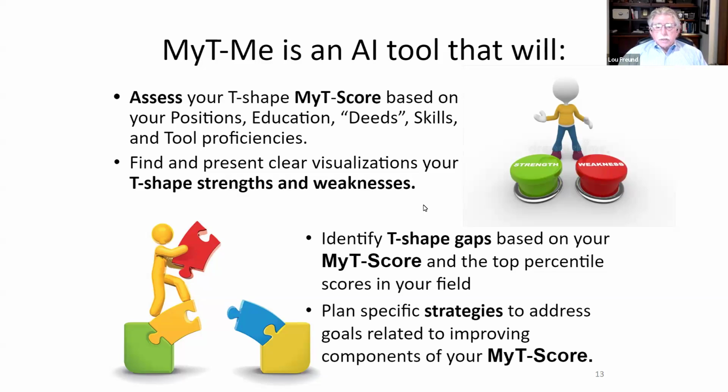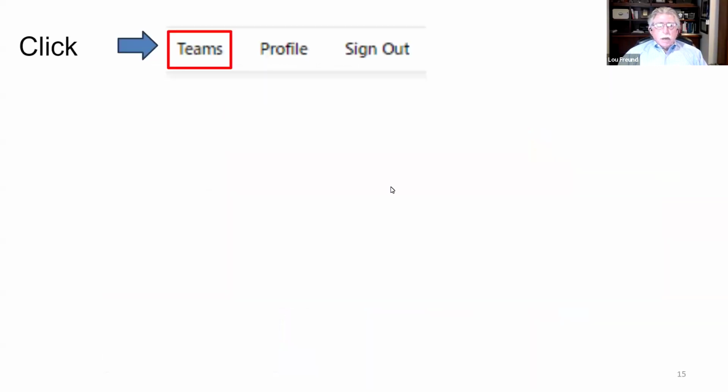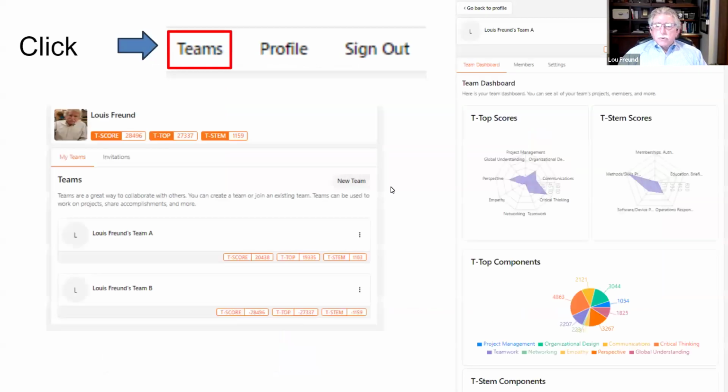And this is where Jim will take over and talk about how AI is now leading us to think that we can provide meaningful guidance for you based on your MyT Me profile, score, and what your goals might be. In addition, we have the ability to represent teams in MyT Me and look at the MyT Me scores of groups of people who are in the system.